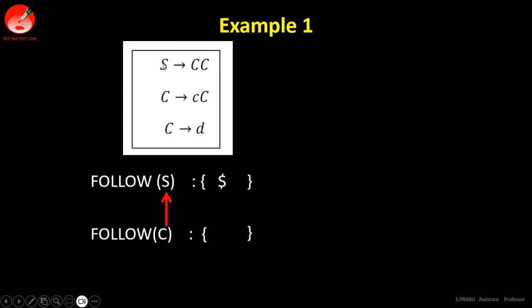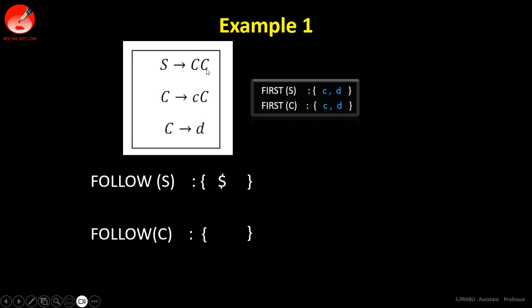Then I check whether capital S is present on the right side of the grammar. There is no capital S, so the follow of S is over. Now I move to follow of C. First I check whether capital C is present on the right side of the grammar. So this is the first one. The next element is capital C. This is a non-terminal, so I add the first of capital C into follow of C. First of capital C is small c and small d. I add these two elements in the follow of C. So this C is over.